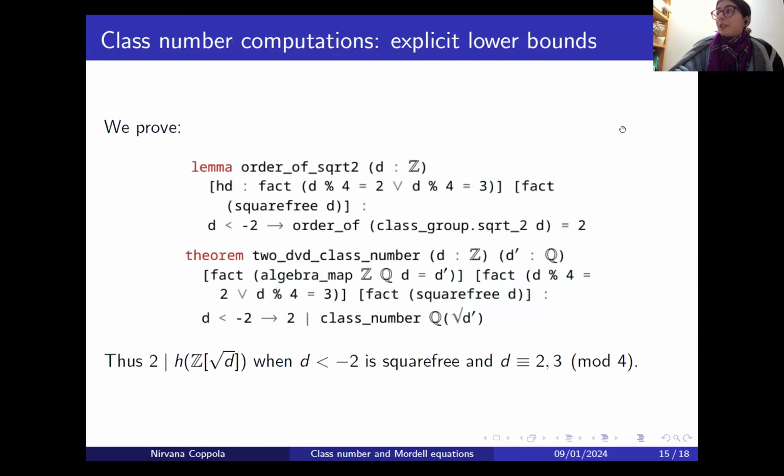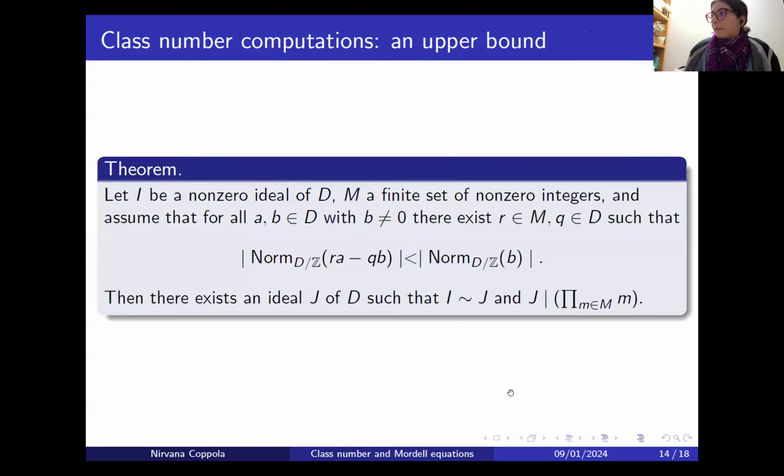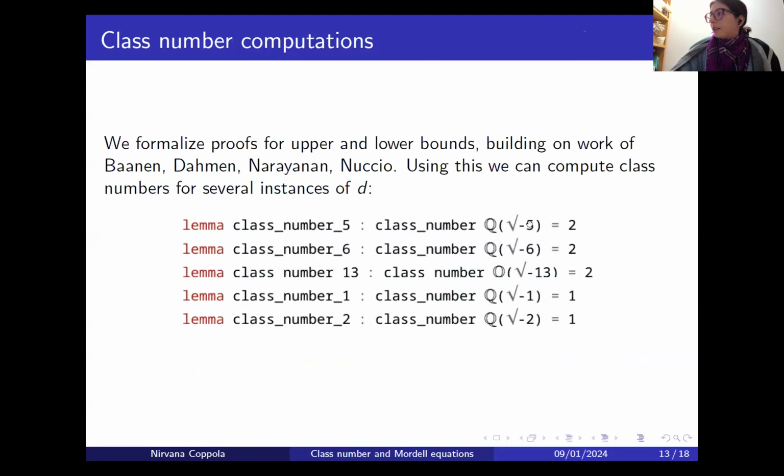And on the other hand, for the lower bounds, we find something explicit and quite useful. For example, we managed to prove that under certain hypotheses, 2 is a lower bound for the class number of Z[√d]. In particular, this happens when d is less than -2, which is in the first 3 cases of these examples here.